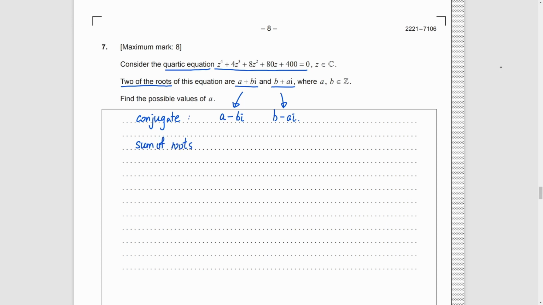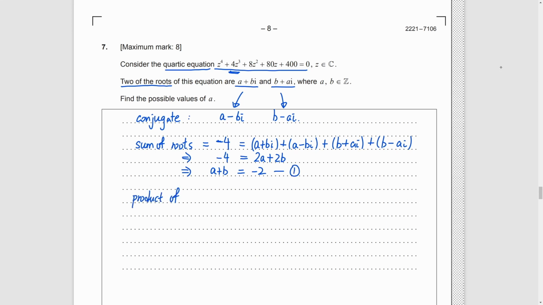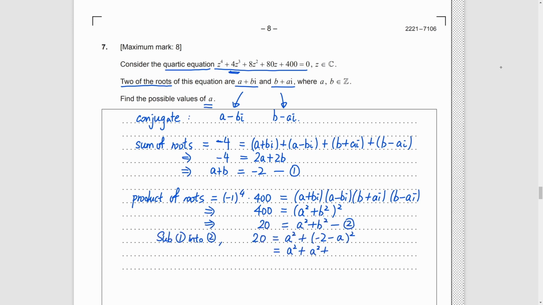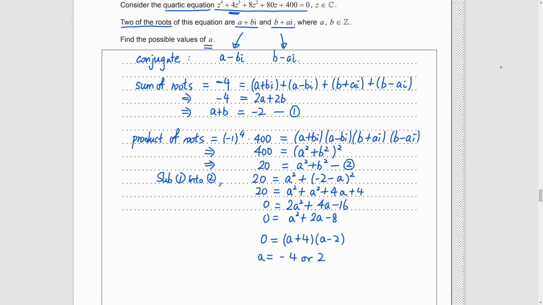The sum of roots must be the negative of the coefficient of the term with second largest power, which is negative 4. So, we can set up an equation by adding up all the roots. After simplifying it, we get a plus b equals negative 2. Then, the product of roots must be the constant term times negative 1 to the power of the degree of the equation. That is 400. After simplifying it, we get another equation. Solving simultaneous equations with substitution of b, we finally get a equals negative 4 or 2.